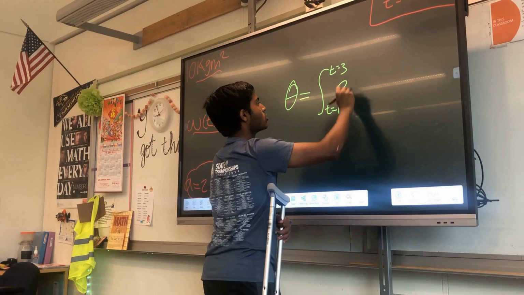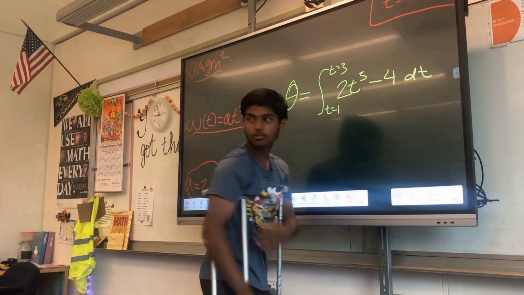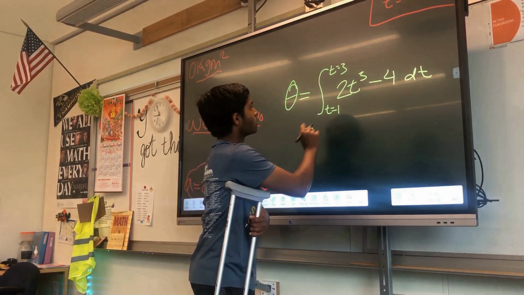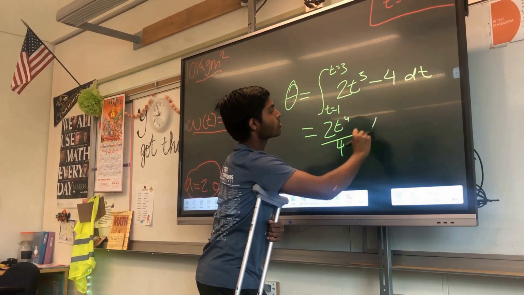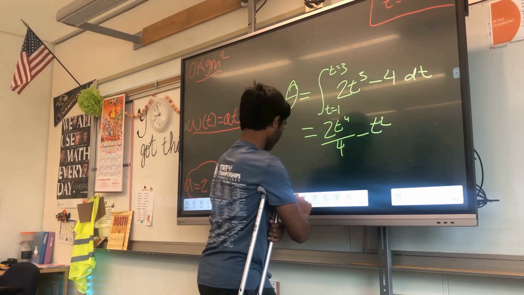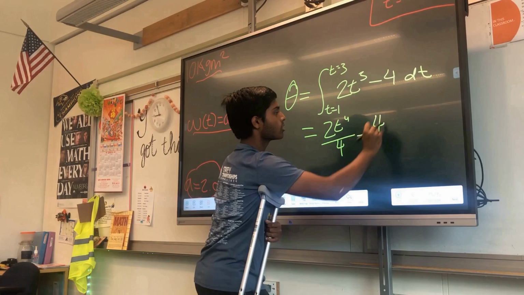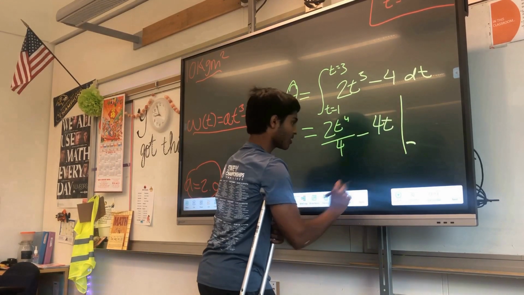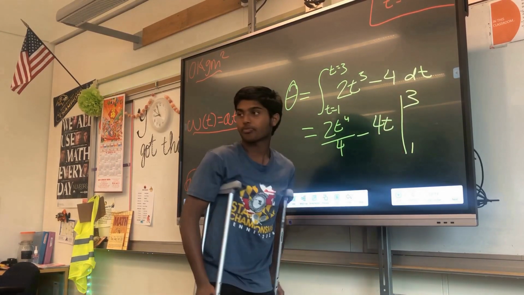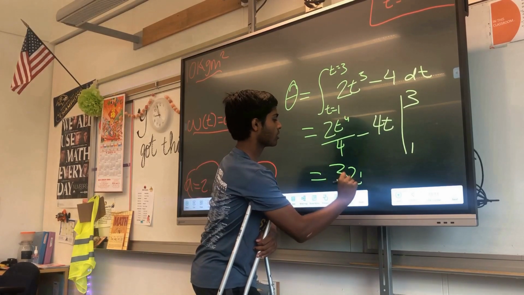So that would be 2t cubed minus 4, dt, of course. This is equal to 2t to the 4th over 4 minus 4t, from 1 to 3. Solving for that gives us 32 radians, which is the answer we're looking for.